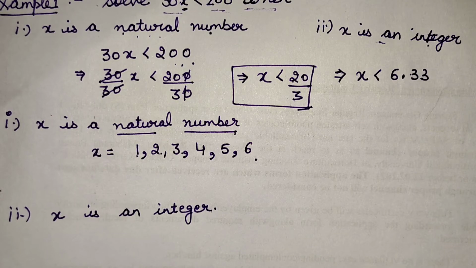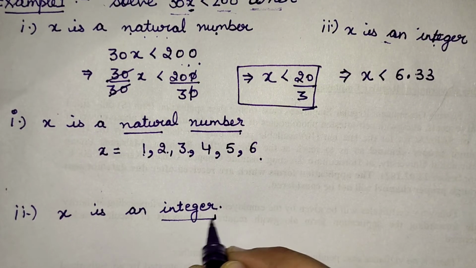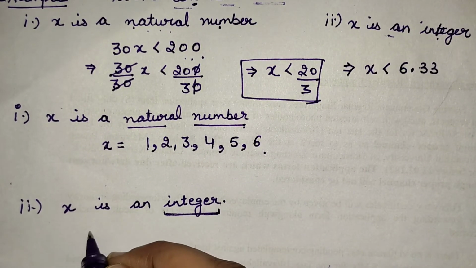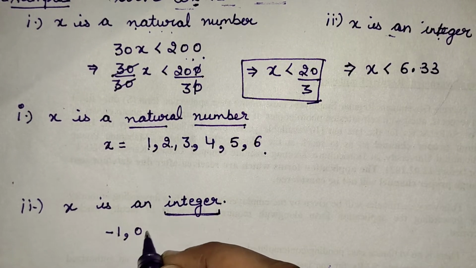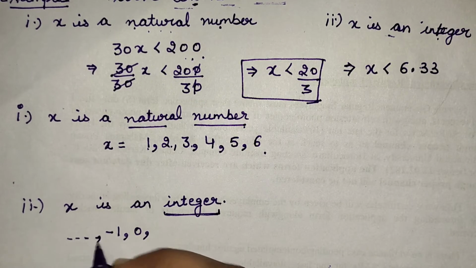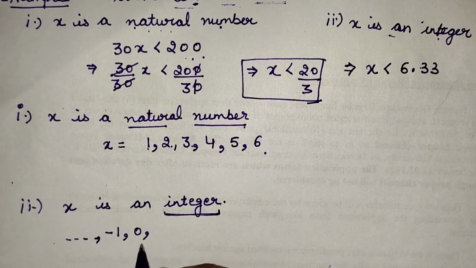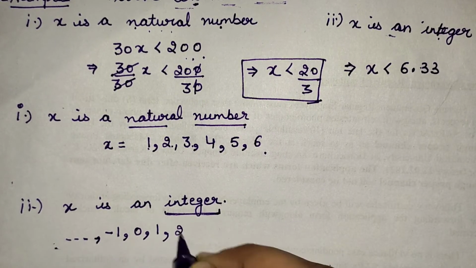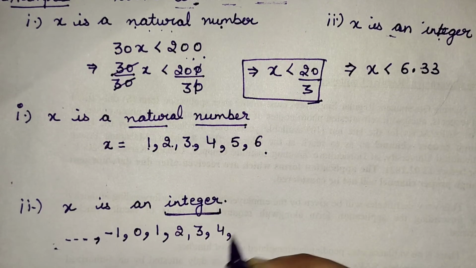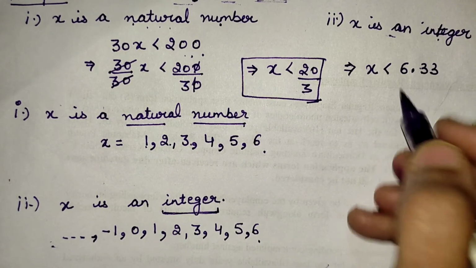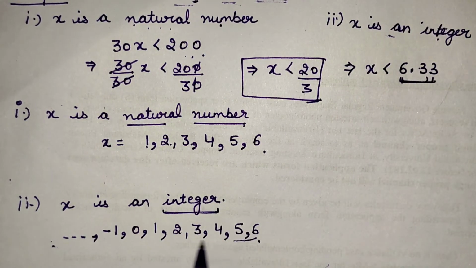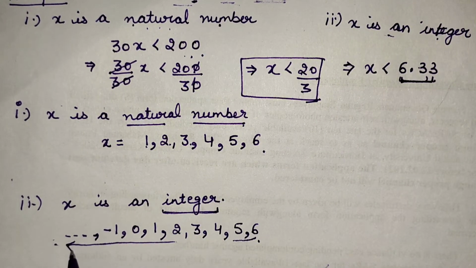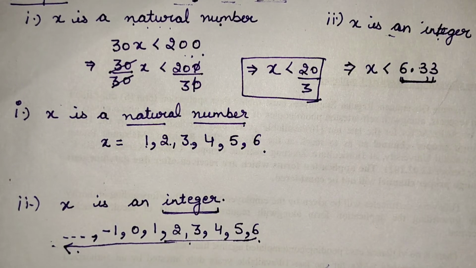But if I am talking about integer values, then integer values are what? Integer values are both negative and positive. So minus 1, 0, and so on. So less than 6.33 is what? Less than 6.33 means all the values, positive or negative, which are less than 6.33.